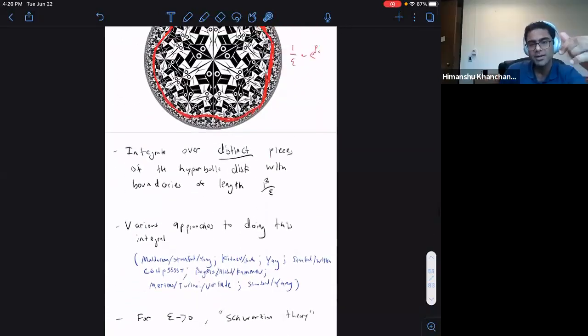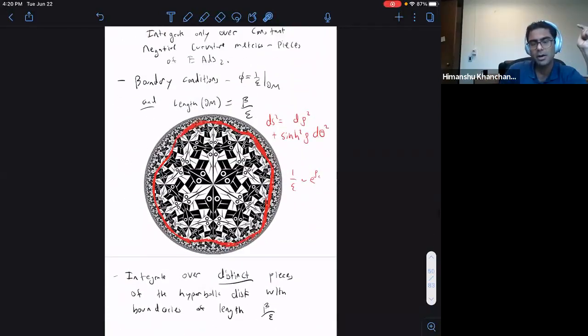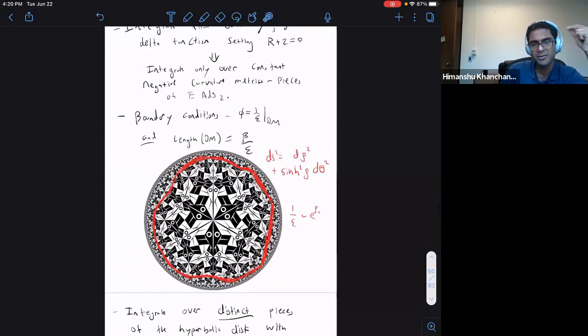Are you fixing the real part and integrating over the imaginary part of phi? Because you said the integral is over the imaginary axis, but on the boundary you are fixing it to a real value. Yeah. Okay. Yeah. Okay.